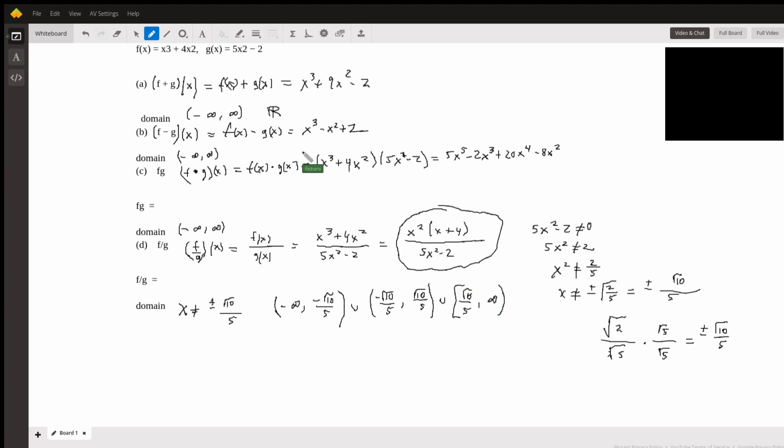These are round brackets throughout. Let's fix that, because we intend to exclude negative root 10 over 5 and positive root 10 over 5. And that's why we're using round brackets here, to exclude the endpoints. So negative infinity is excluded, negative root 10 over 5 is excluded, negative root 10 over 5 is excluded again, and so on.